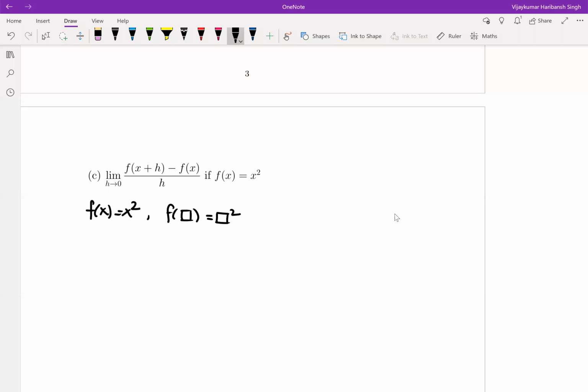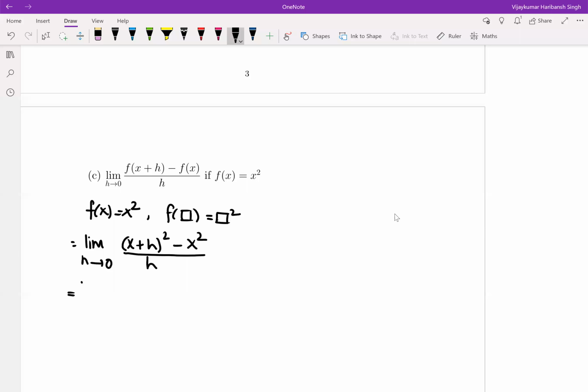So this limit can be seen as the limit as h goes to 0. f of x is equal to x squared, so f of x plus h is going to be x plus h the whole squared. In this box, you put x plus h. So you get x plus h the whole squared, minus x squared, over h. So this is your limit. You want to simplify or calculate the limit.